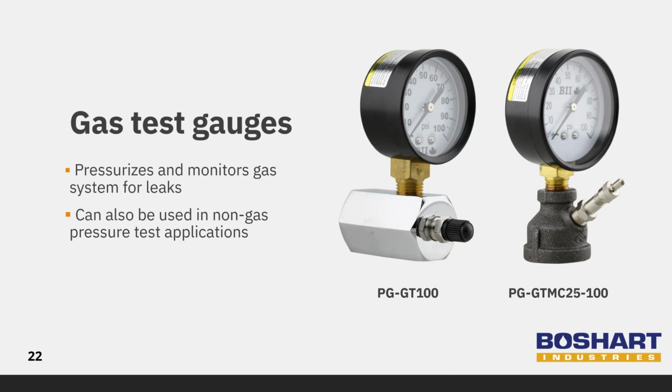After installing a gas test gauge, the system is pressurized with air. Any leakage will be indicated by a pressure drop on the gauge. Despite their name, these gauges can also be used in non-gas pressure test applications.